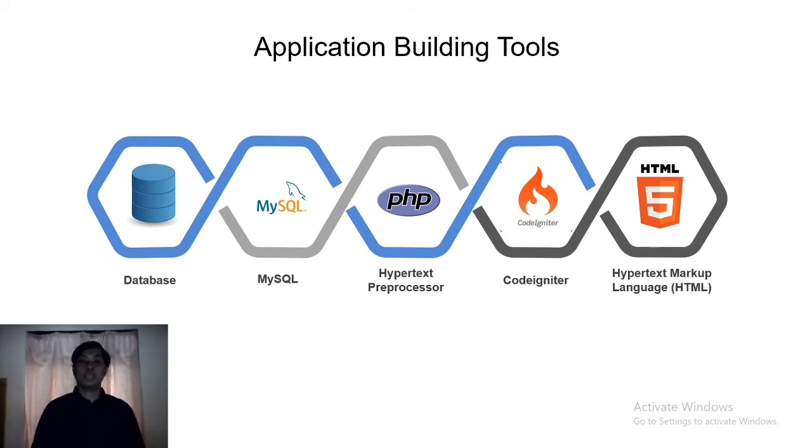Okay. Next is application building tools. Here there are five parts. There are database. Database is a data set. Next is MySQL. MySQL is a database used to create web applications. PHP is a programming language for creating web applications. Next is CodeIgniter. CodeIgniter is a PHP framework, and it is open source. Next is HTML. HTML is a programming language for creating web displays.